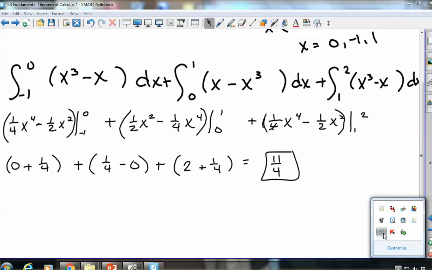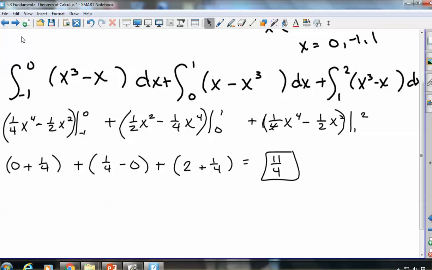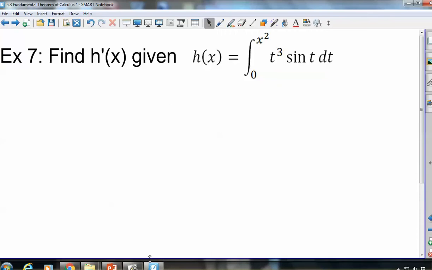We get 11/4. I want h prime of x, given that h of x is the integral from 0 to x squared of t cubed sine t dt.